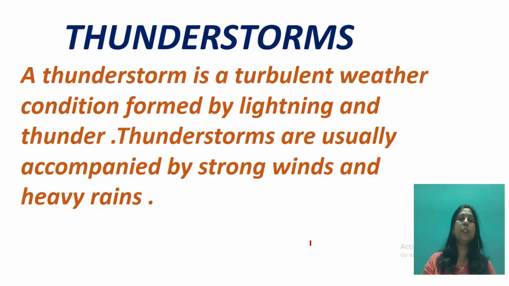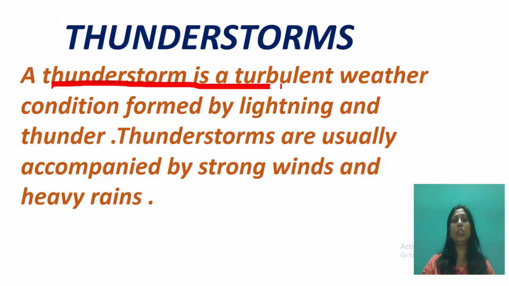Now coming to the first natural disaster, that is thunderstorms. As the name is suggesting, thunder means बहुत तेज कड़कड़ाहट से, and storms means आंधी तूफान. So what is a thunderstorm? Actually, a thunderstorm is a turbulent weather condition and it is formed by lightning and thunder.